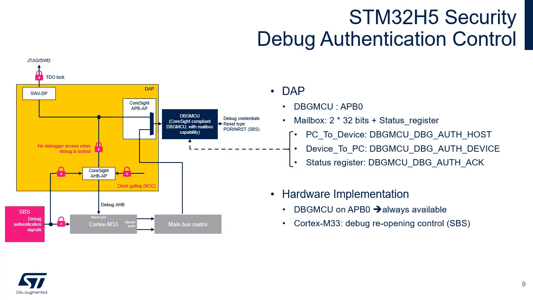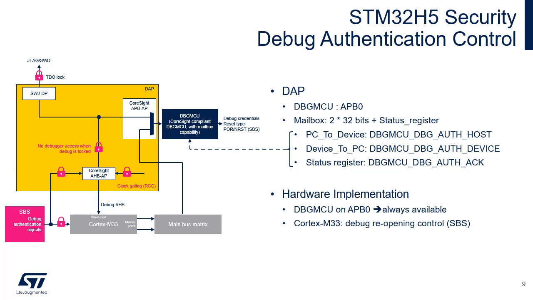The DBG MCU is therefore accessible from both the remote host debugger and the local Cortex-M33 processor core. Even when the AHB-AP is locked, the debugger can access the DBG MCU. This is required to reopen the debug. The DBG MCU includes two 32-bit mailboxes, one per direction, and a status register.